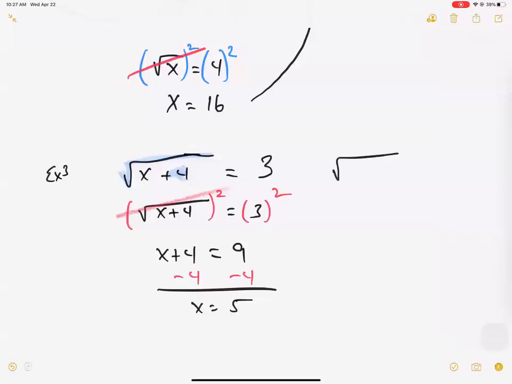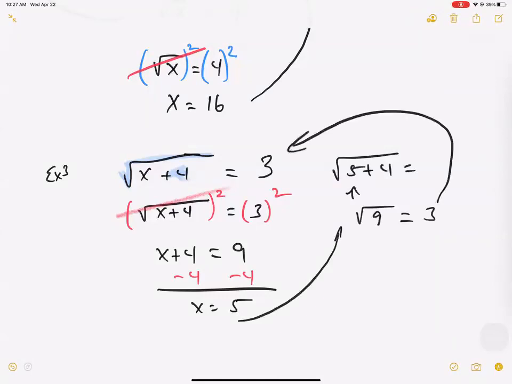The square root of x plus 4 equals what? And we said x is going to be 5. 5 plus 4 is 9, and the square root of 9 is 3, like we were hoping for.